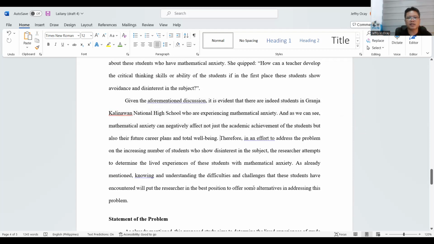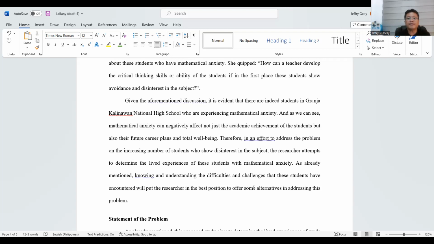Given the aforementioned discussion, it is evident that there are indeed students in Granha Kalinawan National High School who are experiencing mathematical anxiety. And as we can see, mathematical anxiety can negatively affect not just the academic achievement of the students, but also their future career plans and total well-being.